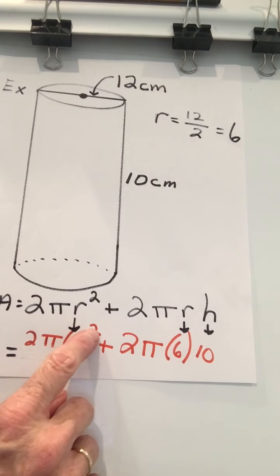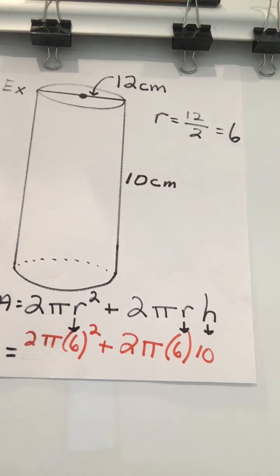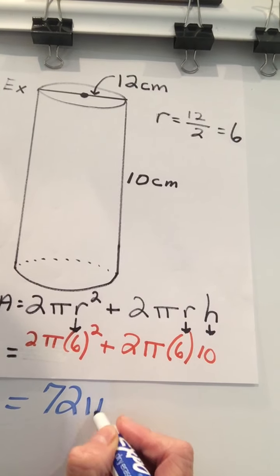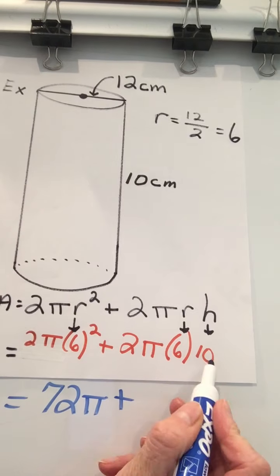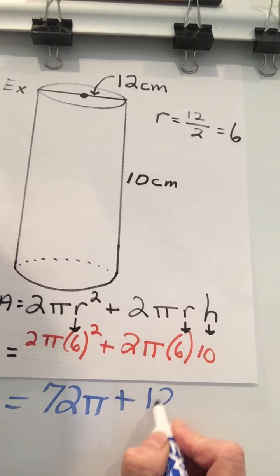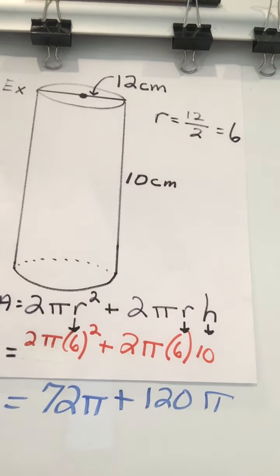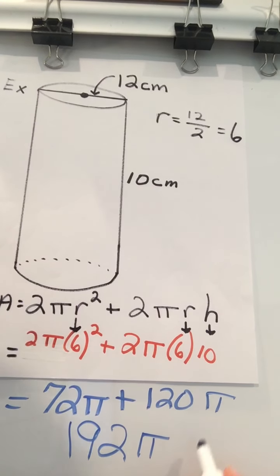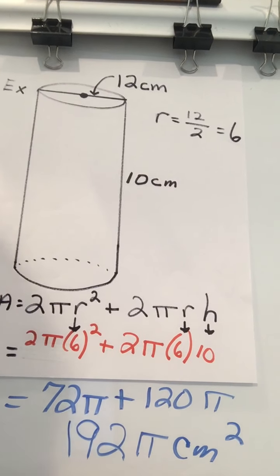So 6 times 6 is 36, times 2 is 72. So this is going to give us 72 pi plus 6 times 10 is 60, times 2 is 120, plus 120 pi. If we add that together, we can see that we have 192 pi for our final answer. And that is going to be centimeters squared.